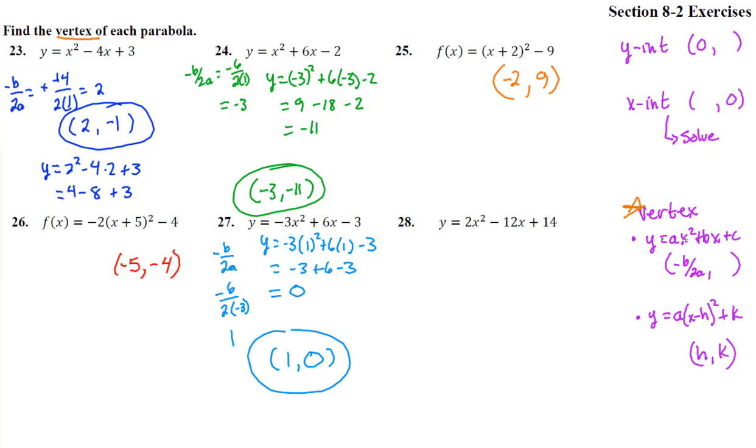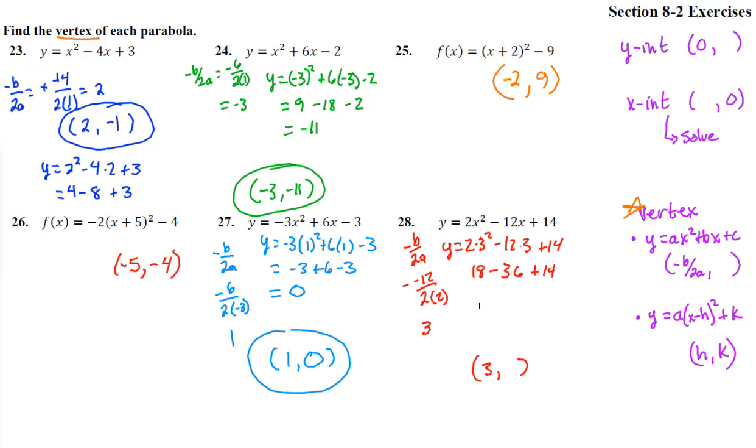Okay, number 28. This is an ax squared plus bx plus c form. So we find the negative b over 2a. That's negative a negative 12 over 2 times 2. Negatives cancel. 12 divided by 4 is 3. So we're going to stick in 3 something. So y equals 2 times 3 squared minus 12 times 3 plus 14. 2 times 9, that's 18 minus 36 plus 14.